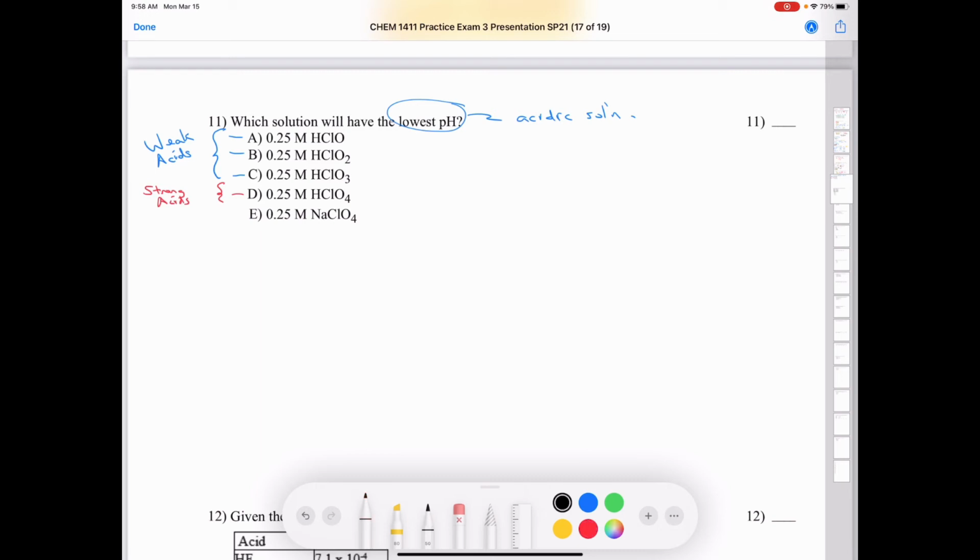The last one, E, is a 0.25 molar solution of sodium perchlorate. And I know that a sodium ion is not going to affect the pH. And the perchlorate ion is the conjugate base of a strong acid, and so it is also not going to affect the pH. And so the answer is the 0.25 molar solution of perchloric acid, which is a strong acid, is going to have the lowest pH.